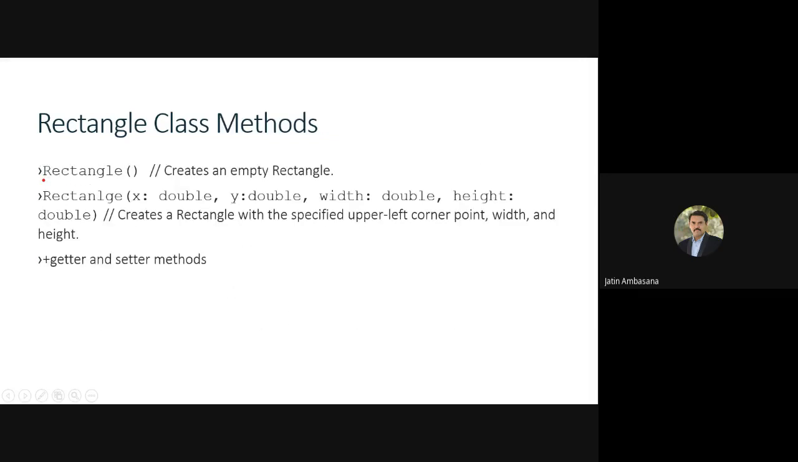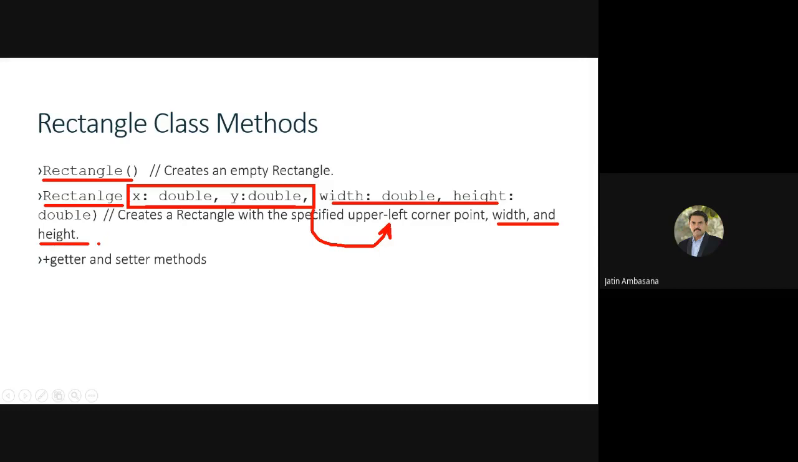Then we have a rectangle constructor with X, Y, width and height. So X, Y represents what? The upper left corner, right? And width and height specify how much the rectangle expands.